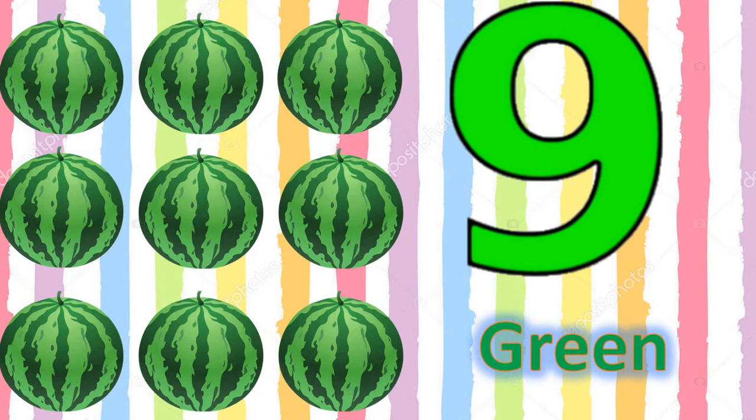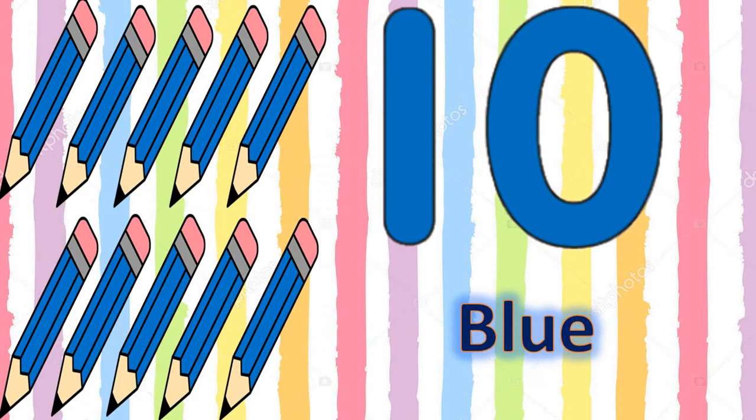Okay, first we will count these watermelons. 1, 2, 3, 4, 5, 6, 7, 8, 9. Okay, they are 9 and they are green too. So, 9 green watermelons. 9 green watermelons. Okay, the last one.